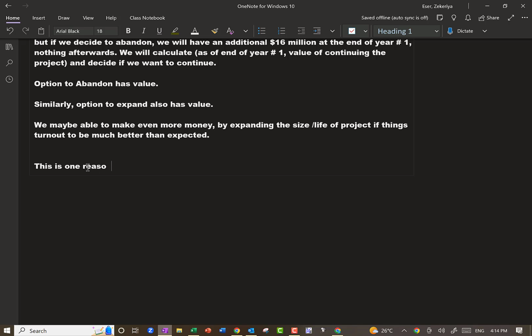This is one reason natural resources have positive value even when cost of extraction exceeds the market price. For example, crude oil.